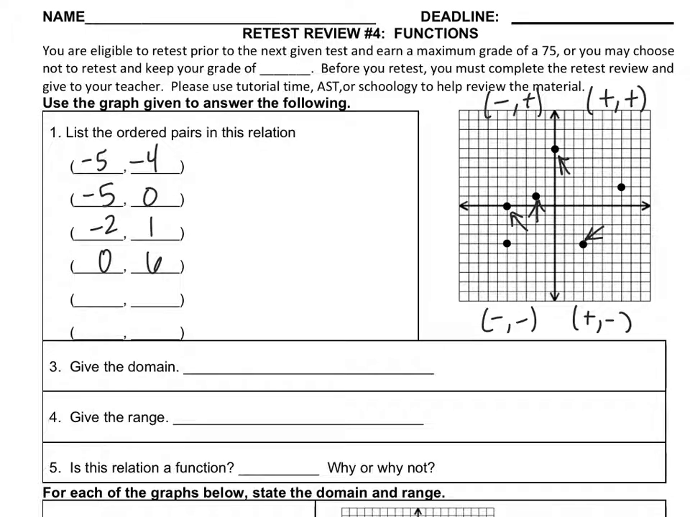This point goes to the right 3, down 4. And this point goes to the right 7, up 2.